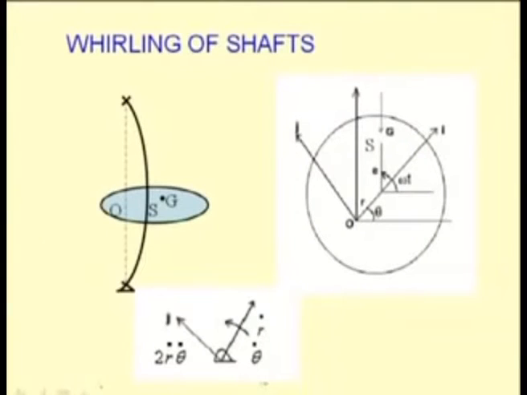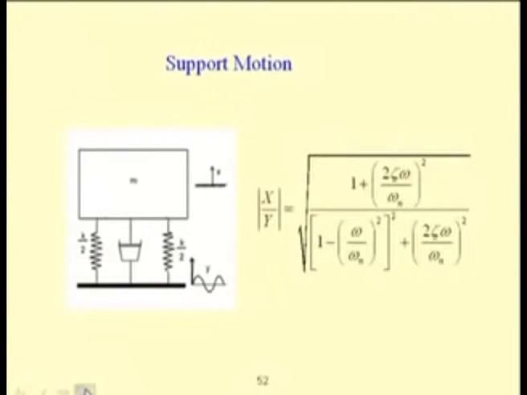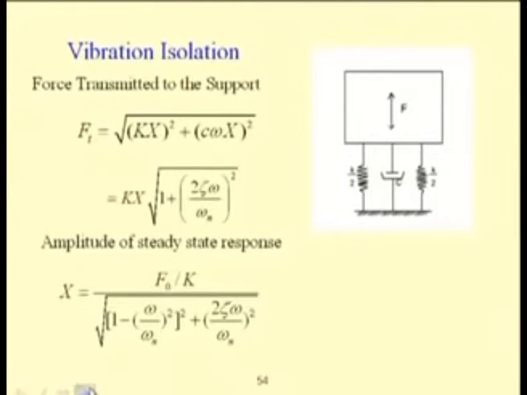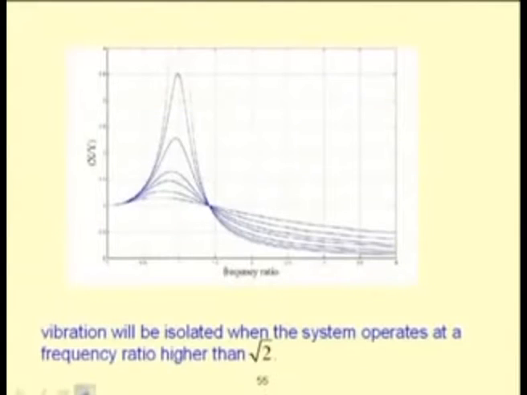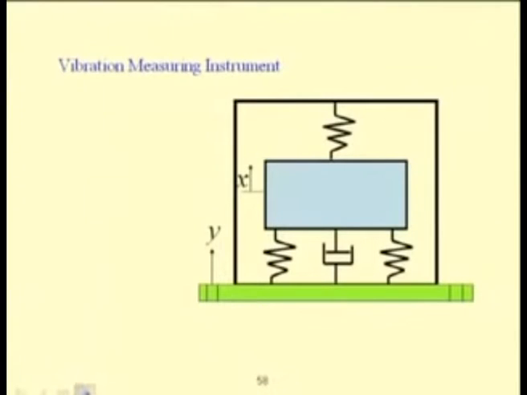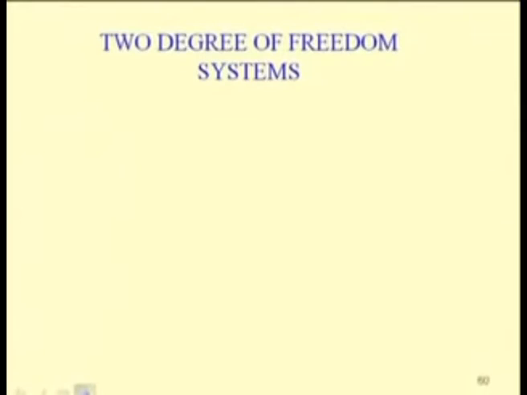And last class we have reviewed rotating unbalance, whirling of shaft, then the support motion and the principle of vibration isolation. And also I told you the sharpness of resonance and the vibration measuring instrument. One can use the same instrument as an accelerometer or as a seismometer depending on the natural frequency of the system and the measuring frequency.